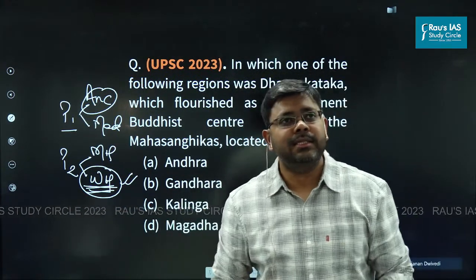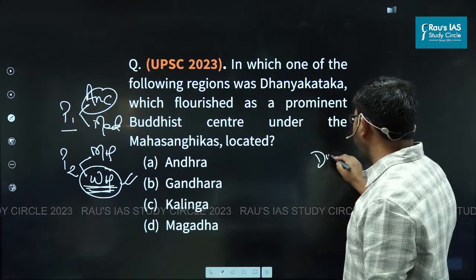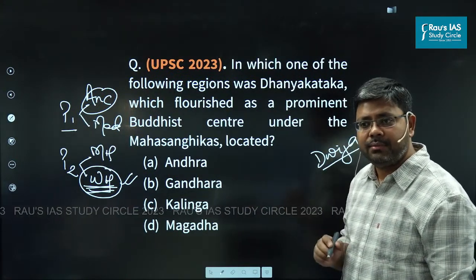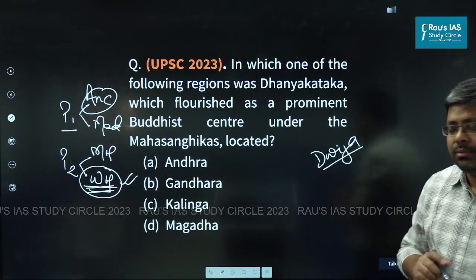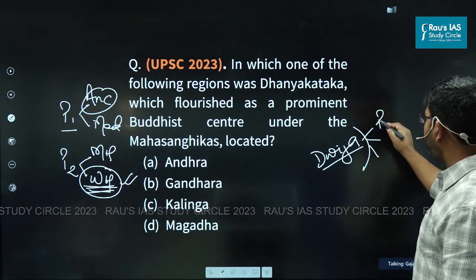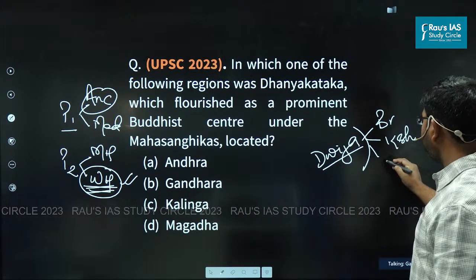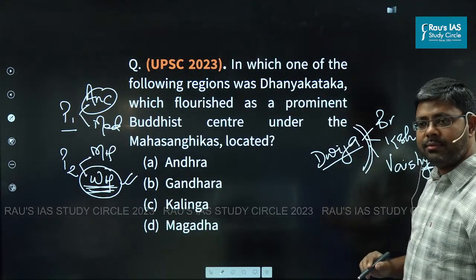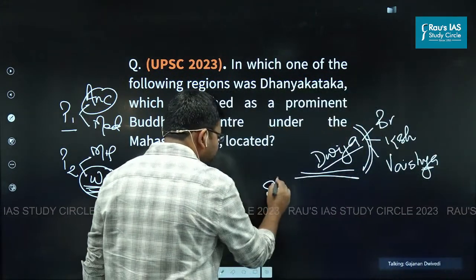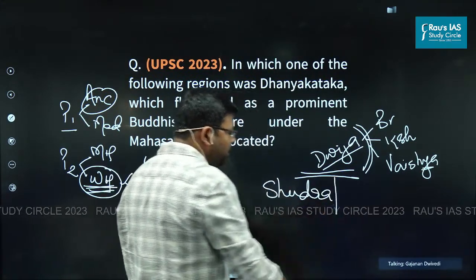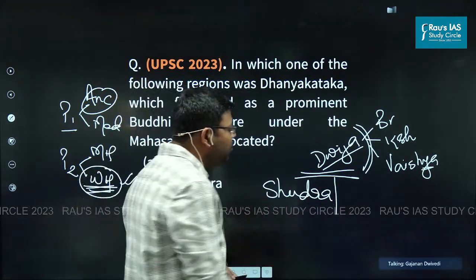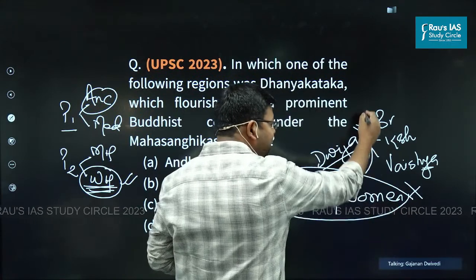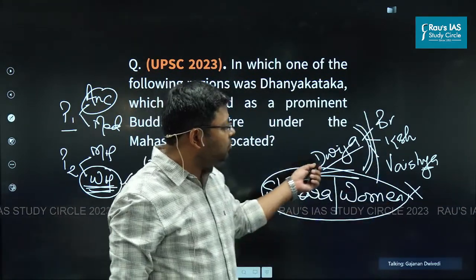Don't you think that in ancient times there was a concept called Dvija? What was Dvija? Twice born. Who were the Dvijas? The Brahmins, the Kshatriyas, and the Vaishyas. Who were not included in Dvija? The Shudras and the women were not included in Dvija. Brahmin, Kshatriya, and Vaishya were included in Dvija.